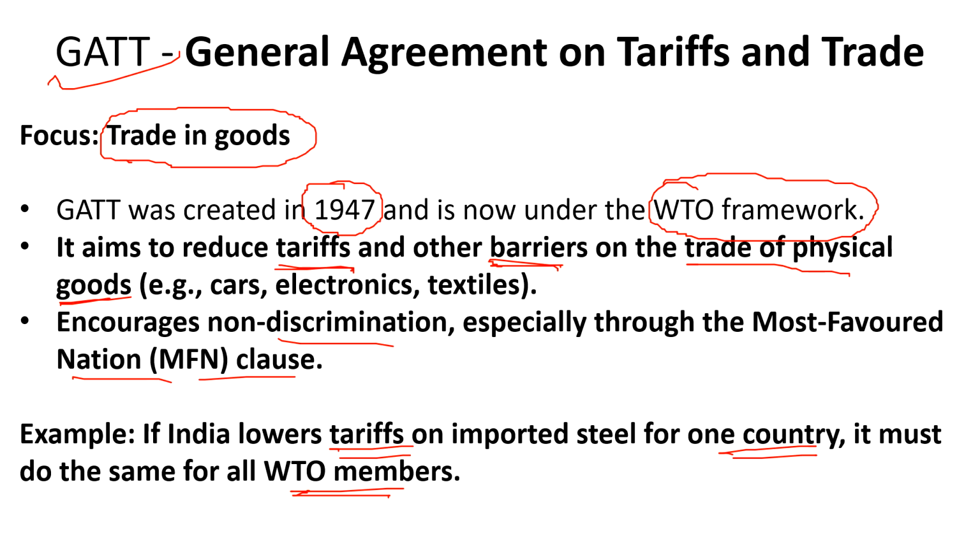It was created in 1947 and it is now under the WTO framework. Second, it is only focusing on the physical goods trade. Third, it encourages non-discrimination in all member countries. Correct? And it is the body that is monitoring all those trade practices. Correct? This is all about GATT.